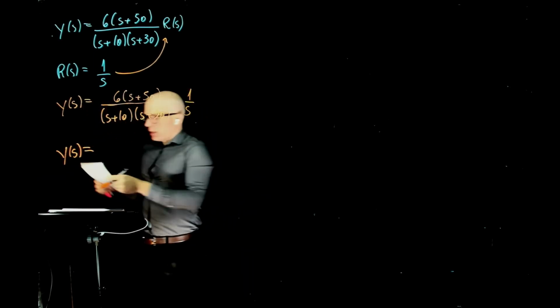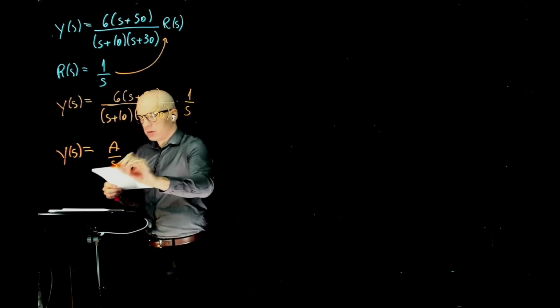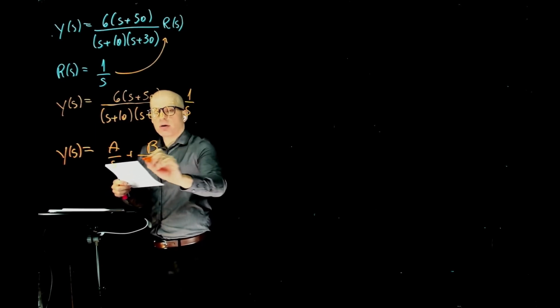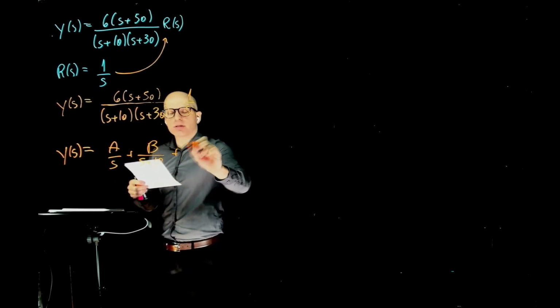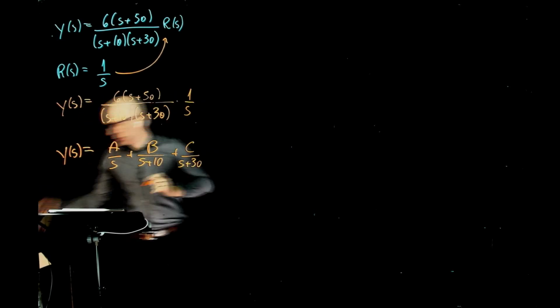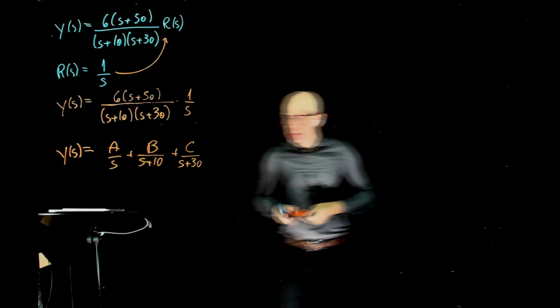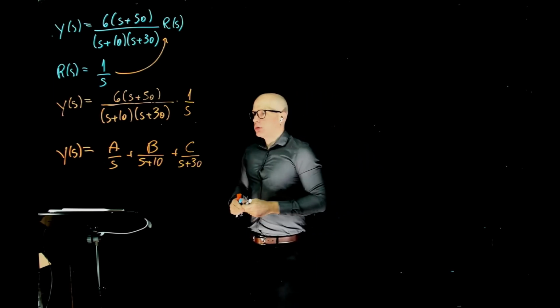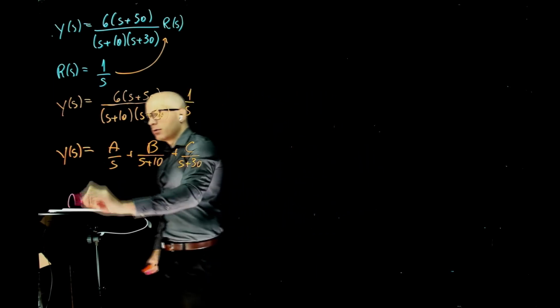Let me see what I have. Okay, a over s plus b over s plus 10 plus c over s plus 30. Okay, that's better. This way it's all in a logical sequence. Let's find a. How do we find a?